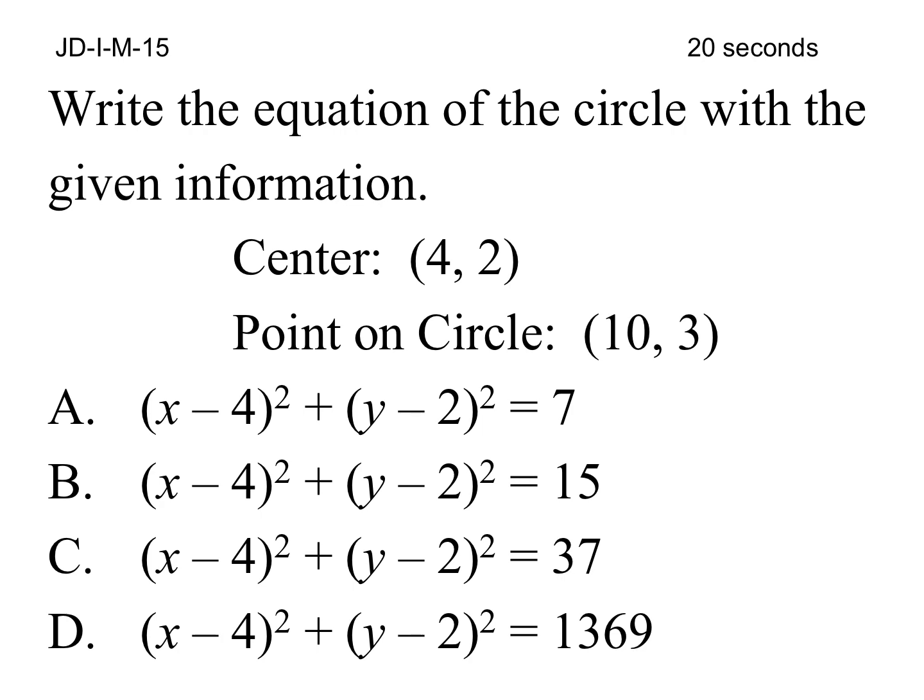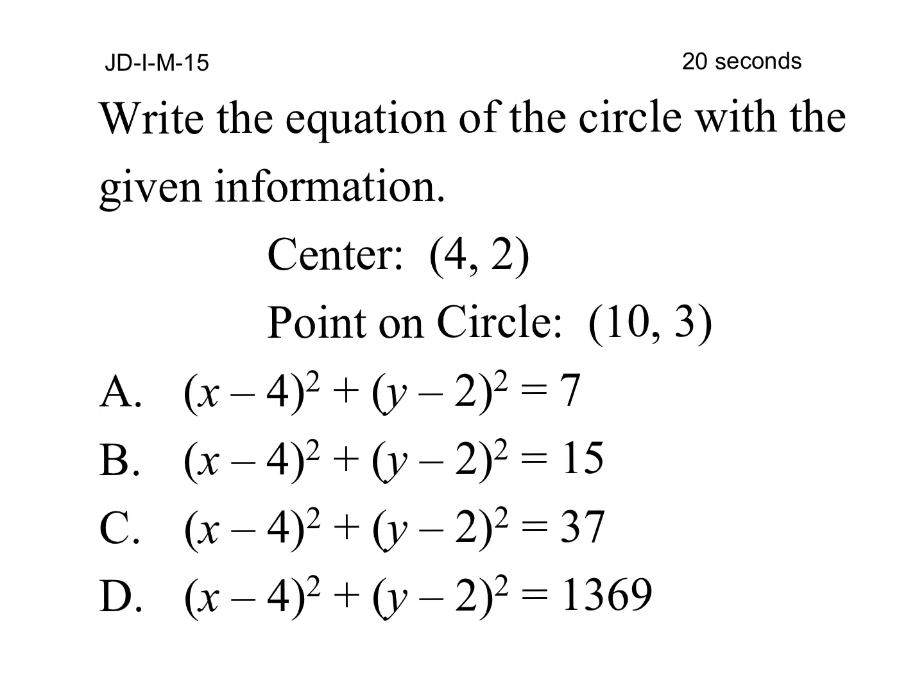15, they want us to write the equation of the circle with this information. So they've given us the center and the point on a circle. So if we just use our formula, based off the center, we know we need x minus 4 and a y minus 2. So that doesn't help anything. They've all got that. The question then is really just what the radius is.